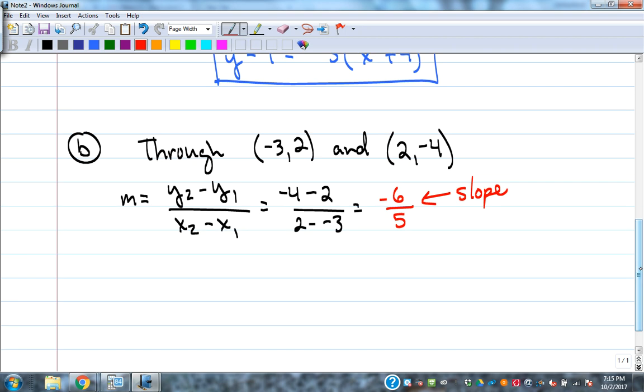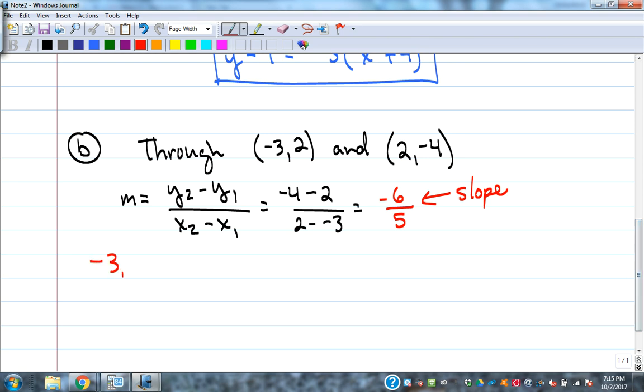Now, here's where point slope form gets annoying for teachers. It's good for you because you've got options. For teachers, it means we've got to have two answers for every problem because there's two different ordered pairs that could be used to write the equation of the line.